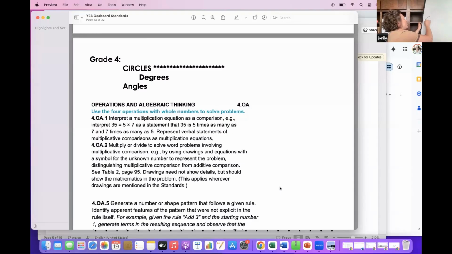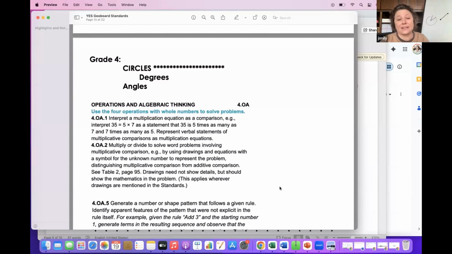In grade 4, circles become very formal, but from the perspective of angles and degrees. So a circle is not a polygon. We don't have these straight edges. A circle, I like the definition, is a collection of angles. This is what really begins the diagonal line segments.